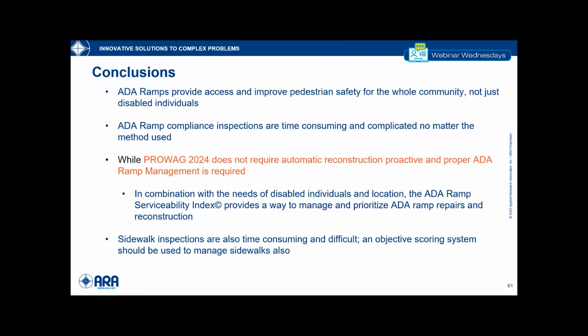And then, sidewalk inspections are also very time consuming. You have to be on the sidewalk. I didn't mention that. You can use LiDAR also for sidewalks, but you can't really use a vehicle-based sidewalk inspection because there are parked cars, there are trees, everything obstructing the visibility of that sidewalk from the road. So you still have to walk the sidewalk or ride on the sidewalk to do that sidewalk inspection. And you should have an objective scoring system for both the ADA ramps and for the sidewalks to properly manage that problem. And it is a big problem.